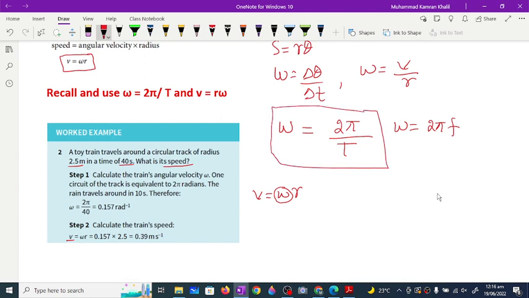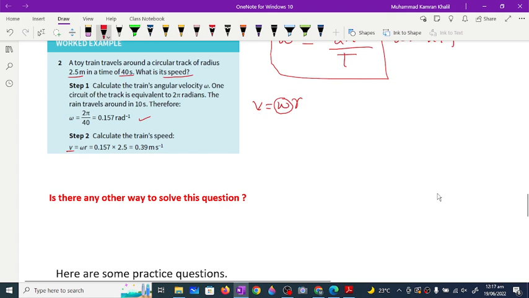So omega is equal to 2 pi by T. A toy train travels around a circular track of radius 2.5 meters. So it has completed one complete rotation. As shown in this example, omega is 2 pi over 40, so 0.157. Now we will apply the formula v equals omega r, and we will get the answer 0.39.